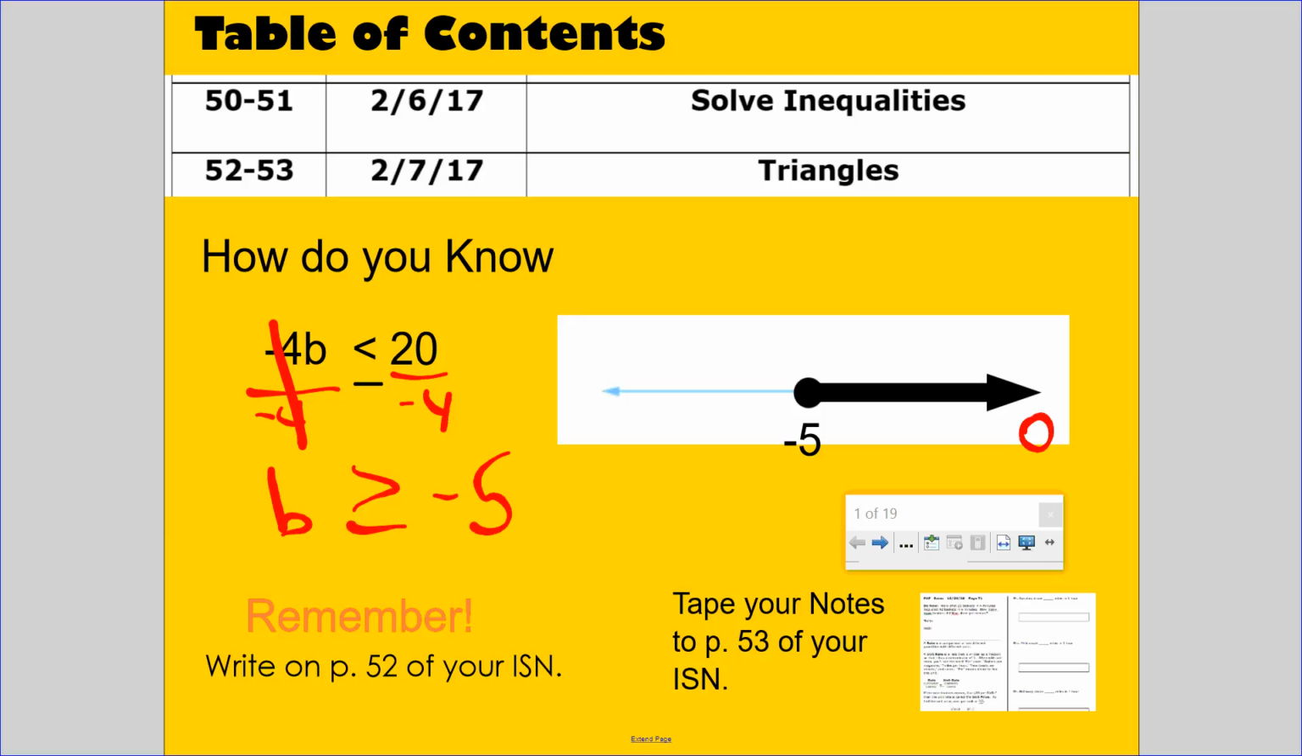You may say, but why? Remember, the negative means you're doing the opposite of. What's the opposite of less than or equal to? It is greater than or equal to. So b has to be greater than negative 5 or equal to negative 5. Remember, number line, least to greatest. And we tested out negative 4 times 0 is 0, less than 20. So check mark.